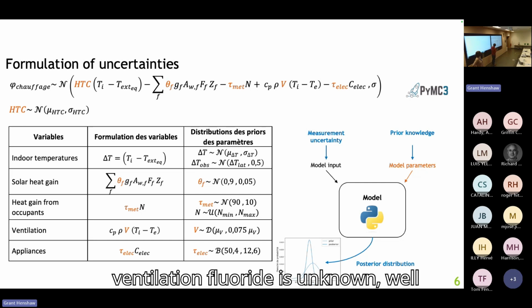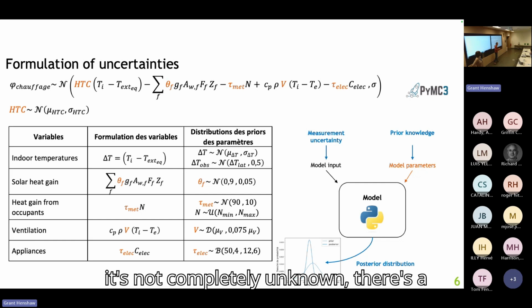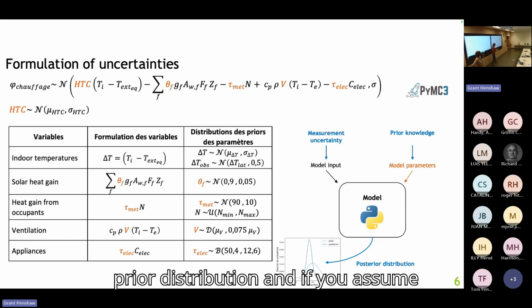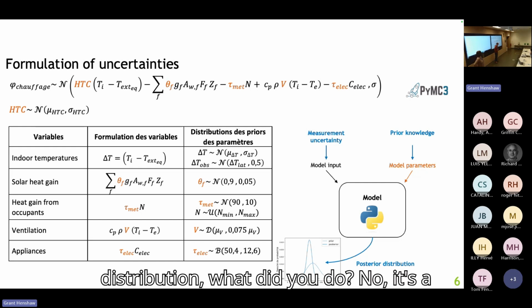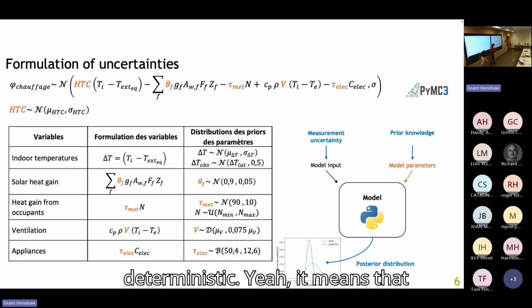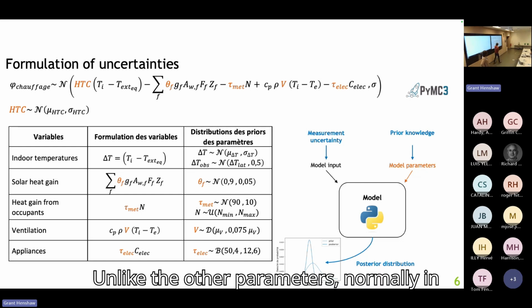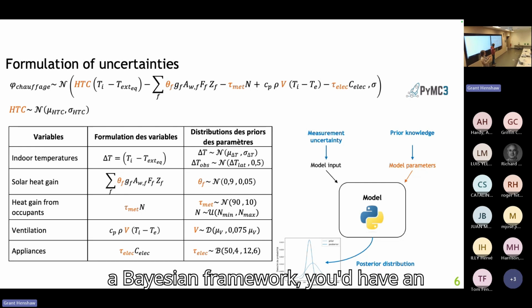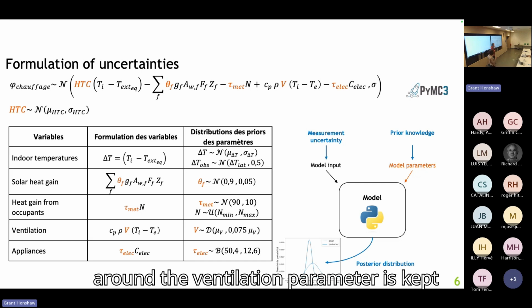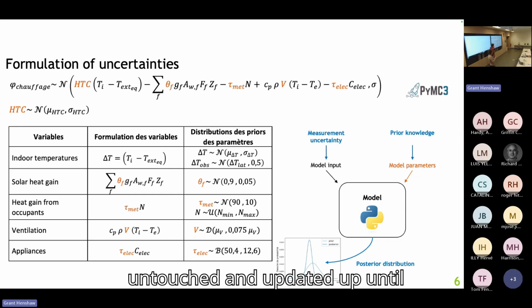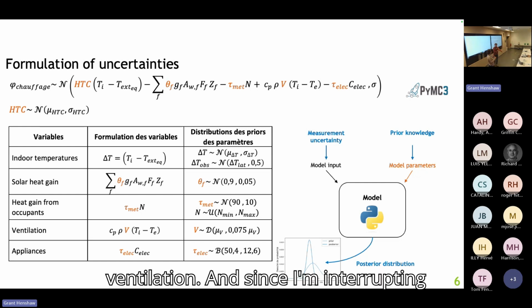Ventilation also. Ventilation flow rate is unknown. Well, it's not completely unknown. There's a prior distribution on it. What is this? Not uniform distribution, it's not normal distribution. It's deterministic. It means that unlike the other parameters, where normally in a Bayesian framework you'd have an update of every distribution, this one couldn't work. So the uncertainty around the ventilation parameter is kept untouched, not updated until the end. It basically just propagates the uncertainty you have on ventilation.